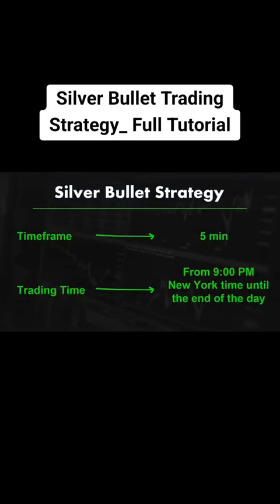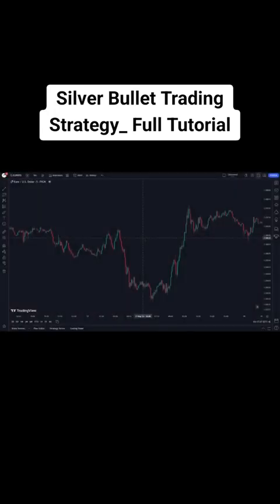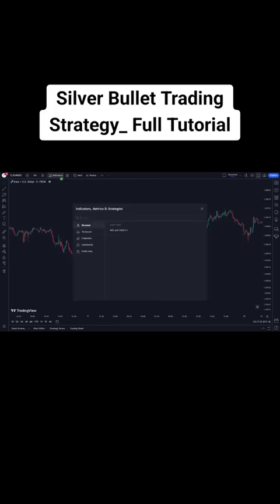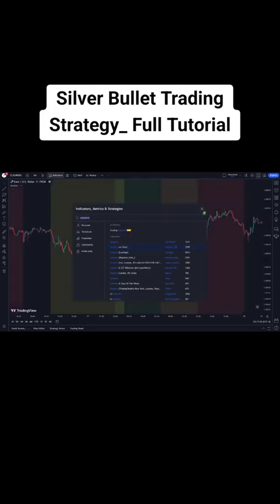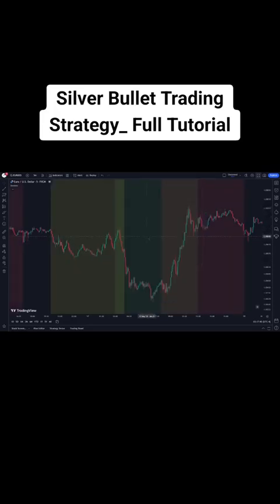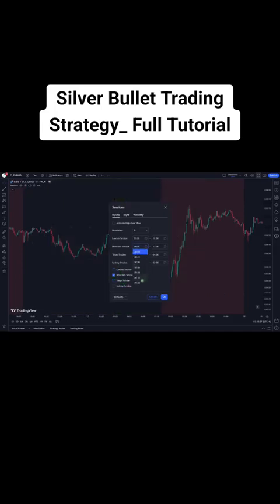Here is how we prepare our chart for analyzing the market structure in the silver bullet trading strategy. Open any chart on TradingView.com and set the time frame to 5 minutes. Select the Indicators tab and search for Sessions. Click on the indicator called Sessions on Chart, provided by Aurochs. This indicator shows all the sessions, so we need to make some adjustments. In the Settings tab, uncheck the Tokyo and London sessions and change the beginning of the New York session to 9:30.